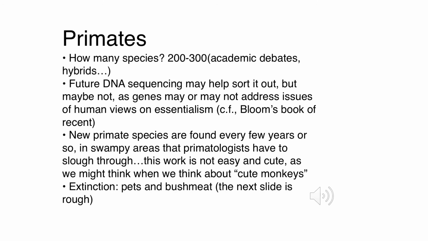All right, so primates. Let's start to recap here a little bit. How many species? Between 200 and 300. There are academic debates and hybrids. We are going to rely on DNA sequencing to help sort out some of that. New primate species are found every few years. There's areas that are difficult to get to, like swampy areas, right? And the work is not easy.